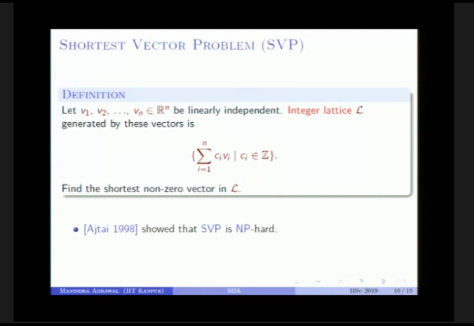Now, this problem also happens to be a very hard problem to solve. Ajtai showed in '98 that the shortest vector problem, or SVP in short, is NP-hard to solve. I am hiding away some important facts here: the kind of reduction that exists is a probabilistic reduction, but that is not important for this talk.